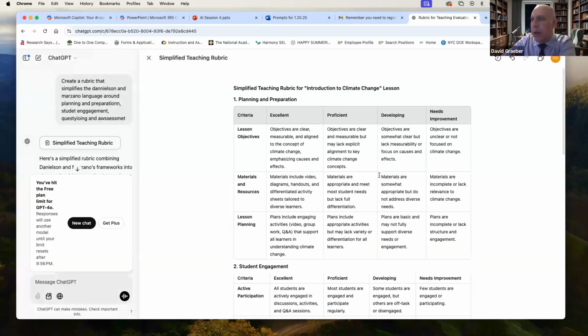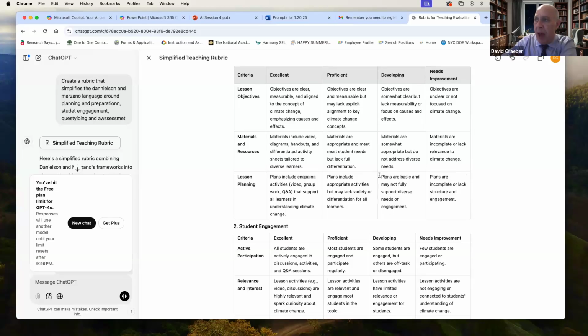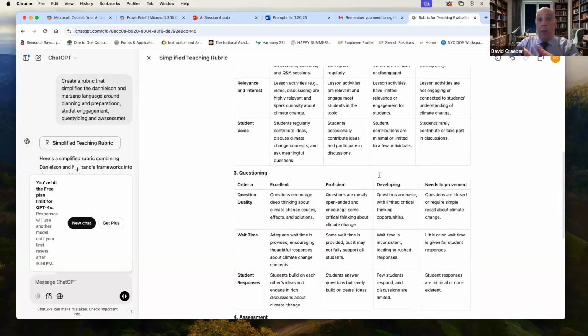This is a combination of Marzano and Danielson, simplified, to really think about the key levers that we look at as teachers, no matter what district or state or country that we're in, right? We know that we're looking at the planning aspect of our work, planning and preparation. We know that we're looking at how our work and our planning engages students in the classroom. And we know that we need to think about the questions that we're going to ask to drive the pursuit of knowledge or the pursuit of understanding of particular concepts, no matter what subject it may be.